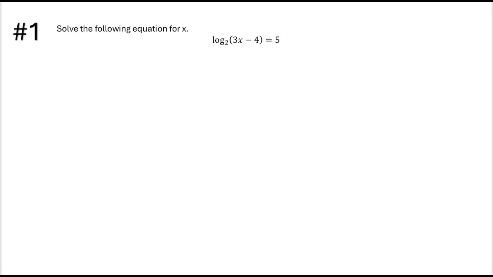So this problem is very similar to number 1. What you're going to need to do to solve this problem is rewrite this logarithm into exponential form. Remember, you can use these arrows. So you're going to get 2 to the 5th equals 3x minus 4.